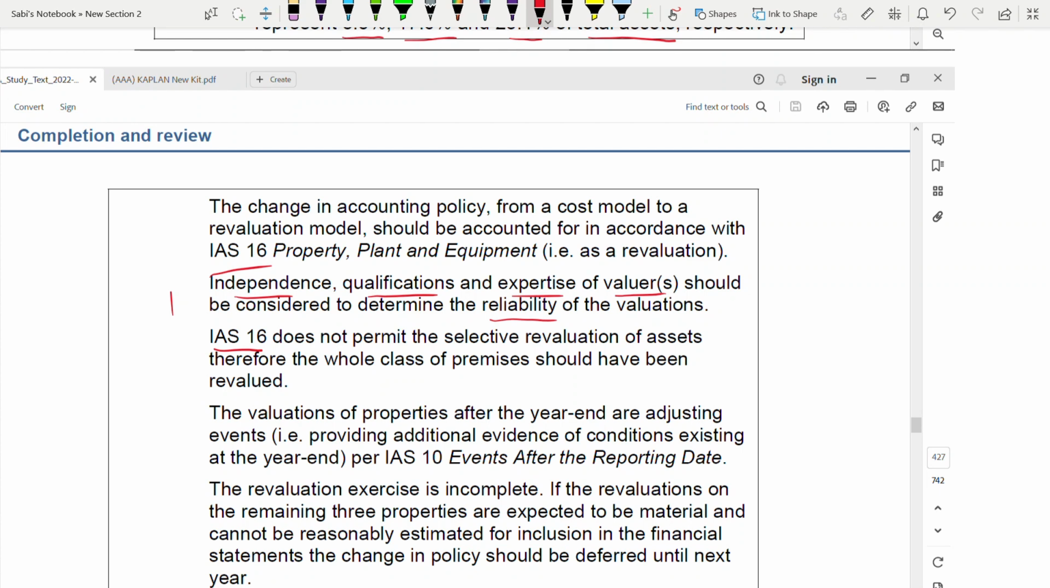And according to IAS 16, they have revalued some. They are going to revalue some. They have still not revalued 3 properties. But IAS 16 does not permit selective revaluation. That means some you revalue, some you leave at cost model. No. You have to revalue the whole class of premises. If you have decided to revalue, the entire class of non-current assets needs to be revalued.